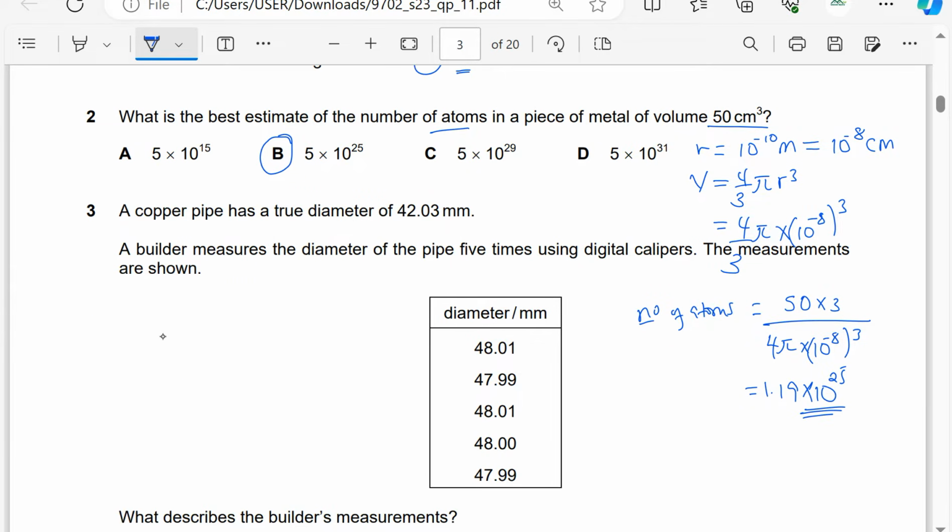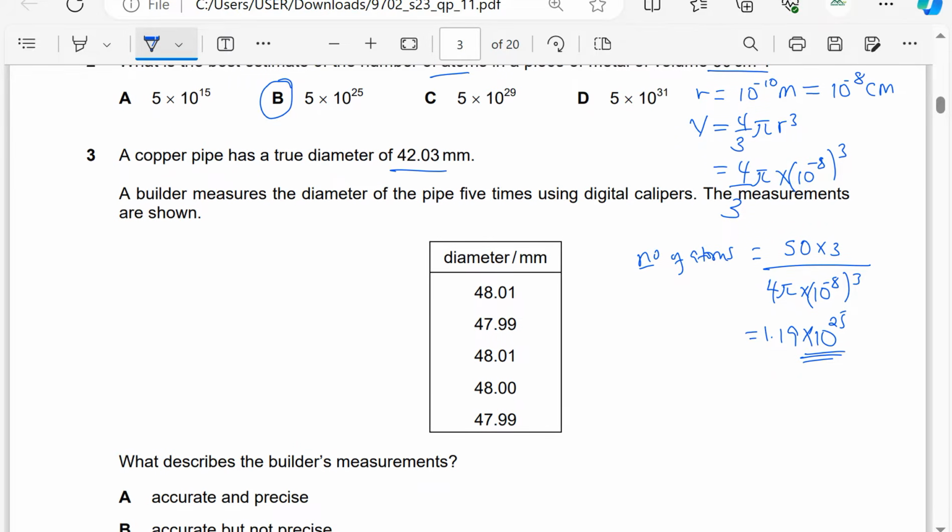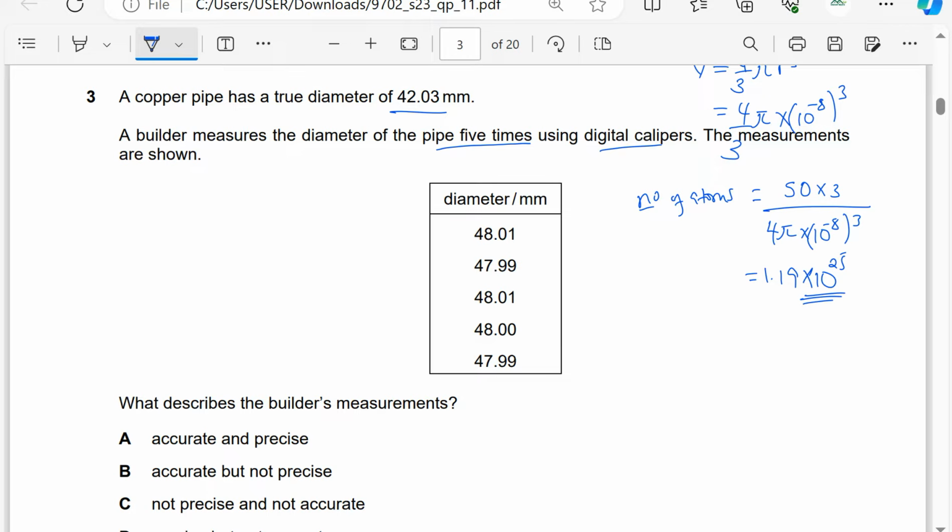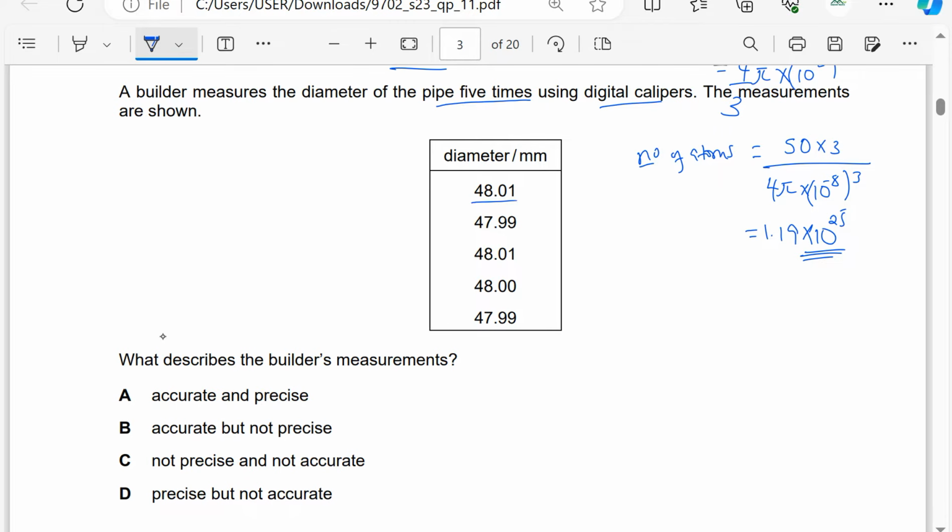A copper pipe has a diameter of 42.03 millimeters. A builder measures the diameter of the pipe 5 times using a digital caliper. The measurements are shown in this table. You should be able to see the table. What describes the builder's measurements? So first of all, when you look at the measurements, they are very close to each other, so we can say they are precise.